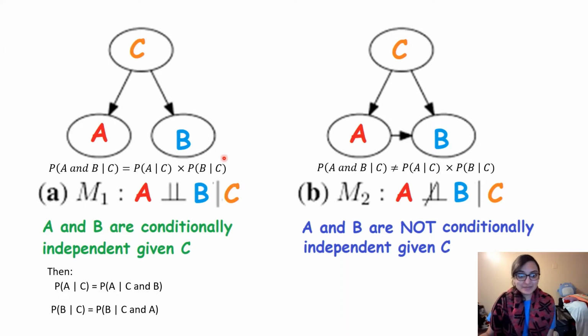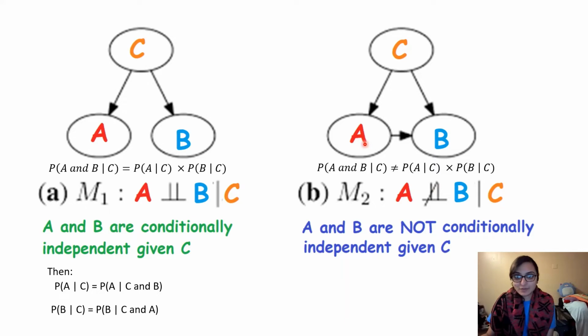And to determine conditional independence, this would be the formula. The probability of A and B given C is just the probability of A given C multiplied by the probability of B given C. So we're seeing if this is the case, or if instead A and B are not conditionally independent given C. That is, A is not independent of B given C. And this is an example of why this could be the case.